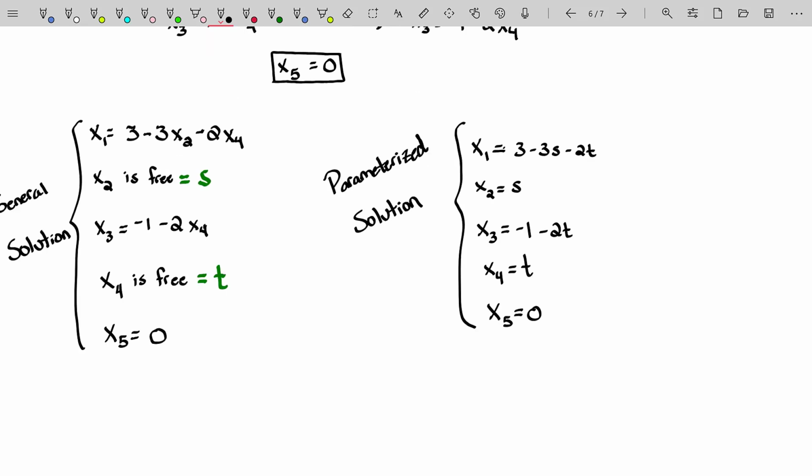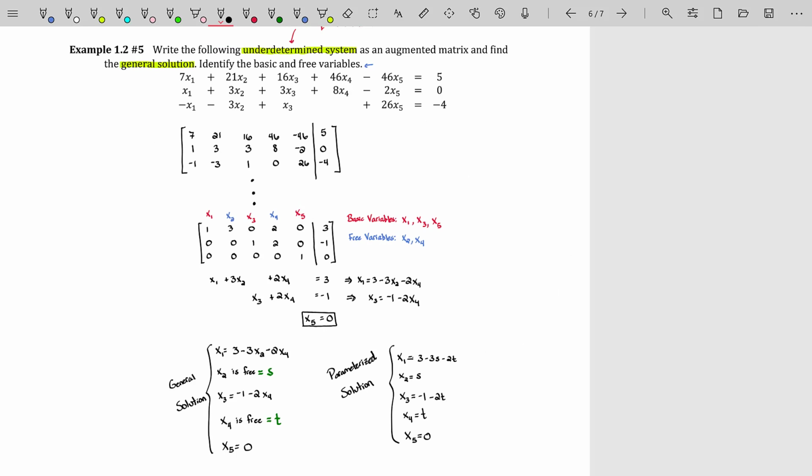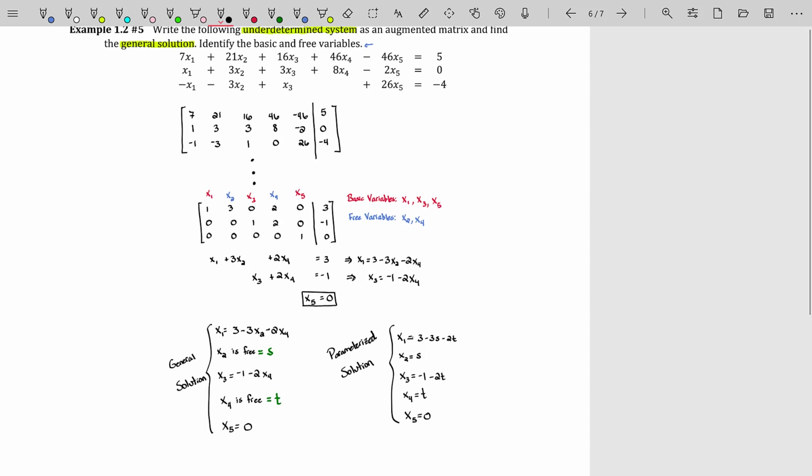This parameterized or parametrized solution actually becomes important, I'll just say it right now, when we deal with vectors. So that's why you want to get used to being able to parameterize your solutions. So there we go. We've actually answered this question. We've written the general solution to this system. We've identified the basic and the free variables.